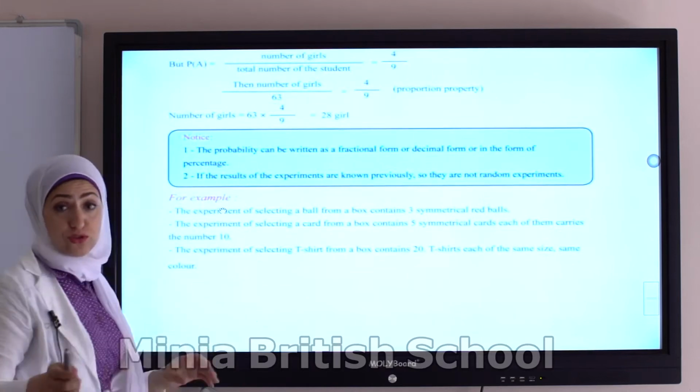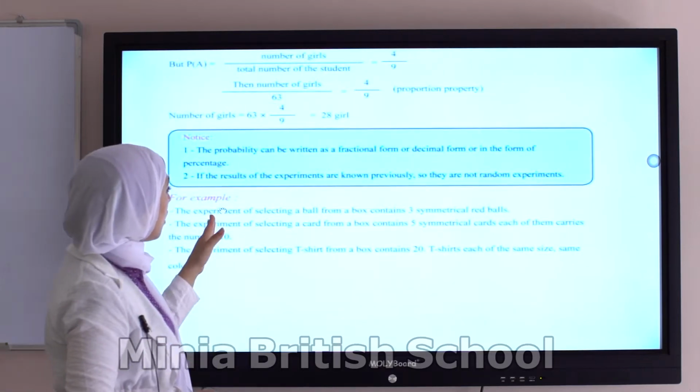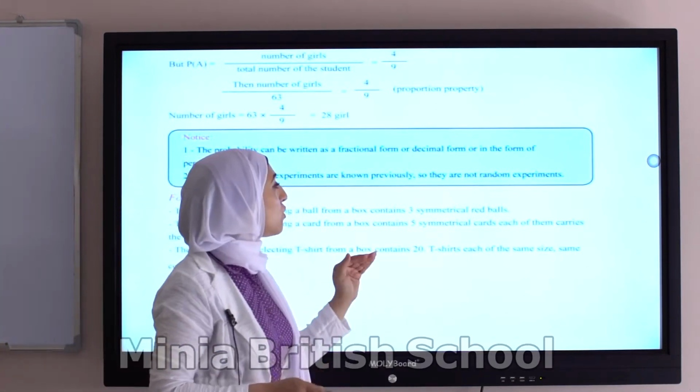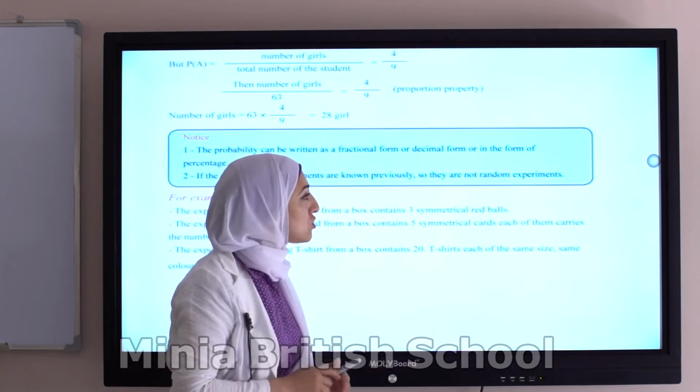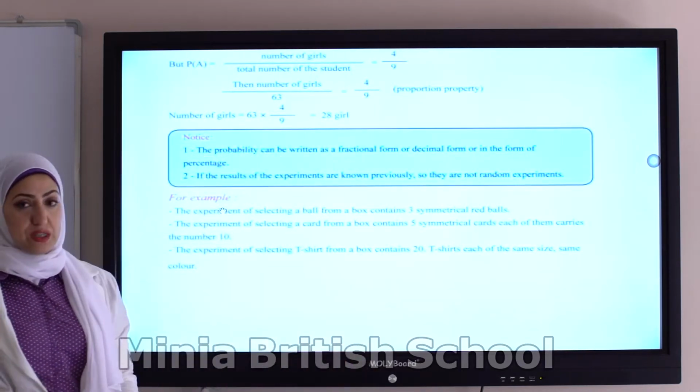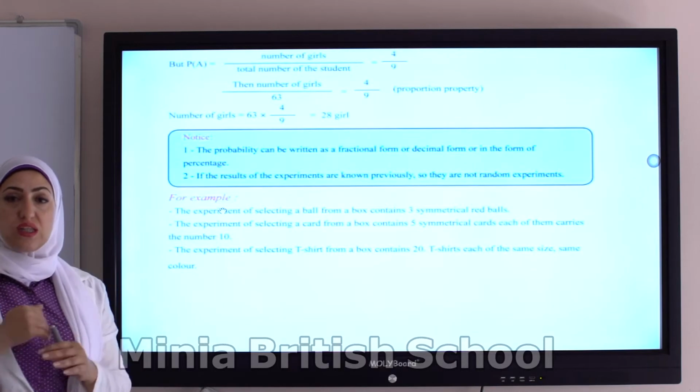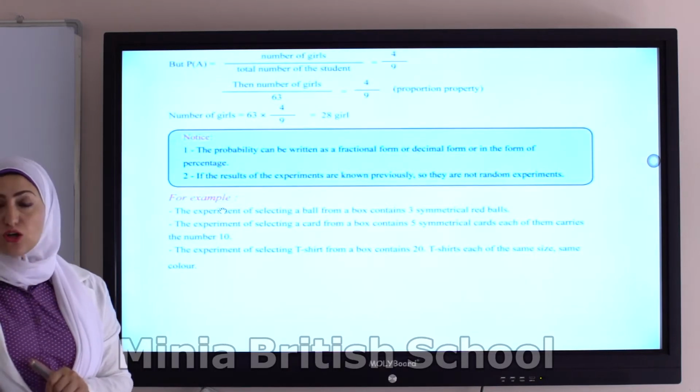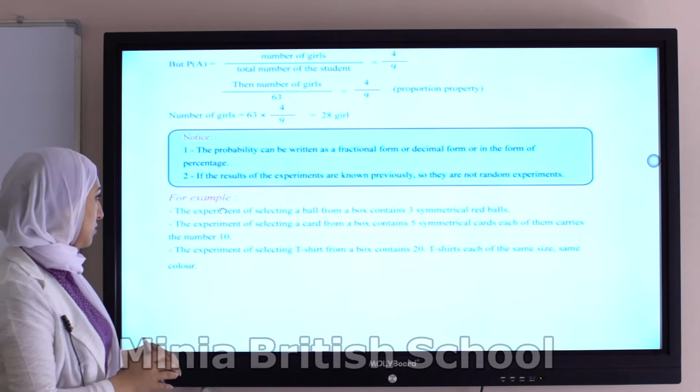Here there is a note. If the results of the experiments are known previously, then it is not a random experiment. If I know what the outcome will be, it is not a random experiment, okay?